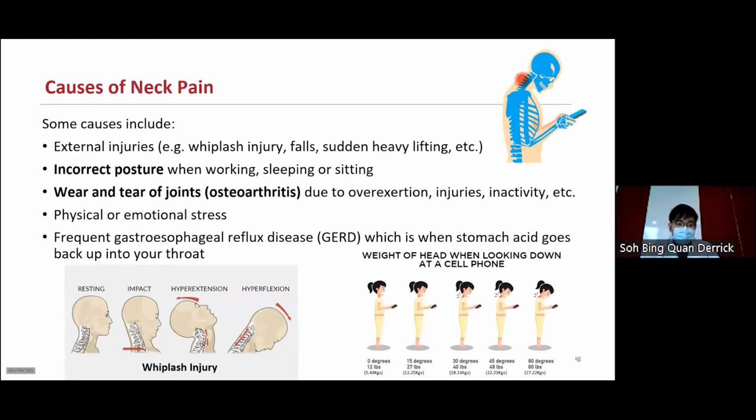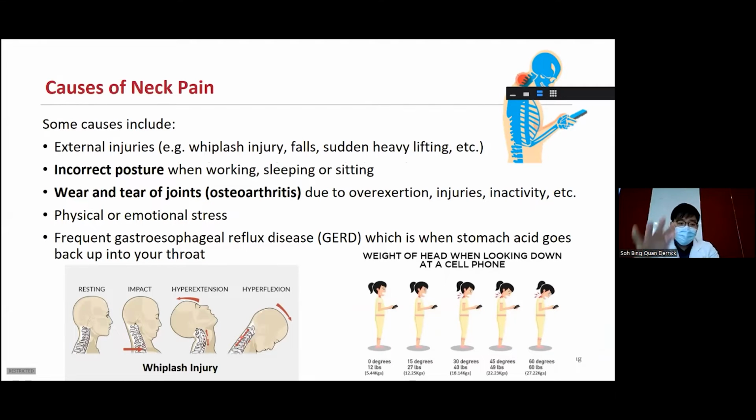So next is the causes of neck pain. There are a lot of causes of neck pain. Number one is external injury. External injury can be whiplash. Whiplash usually happens in a traffic accident. Some car bangs into you, then the sudden inertial force causes your neck to go forward and backwards very quickly. That's what causes the injury to the neck.